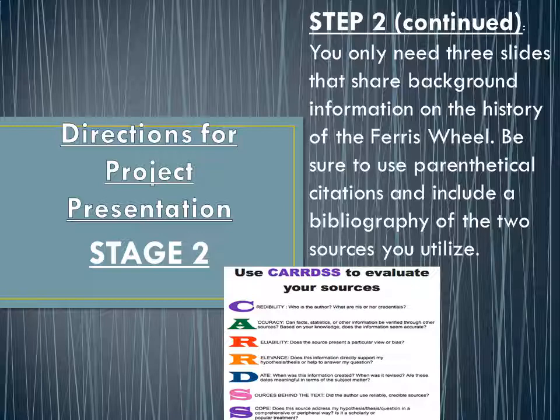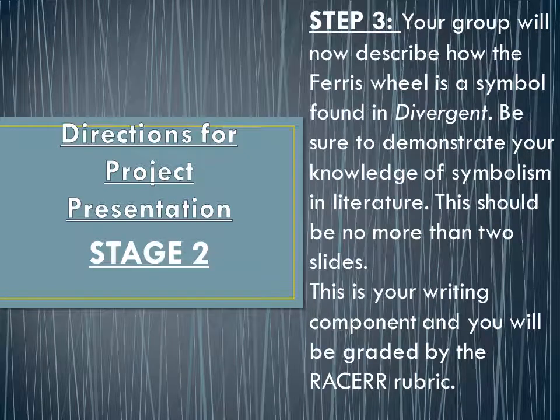of those 3 slides. The next step in this stage is the writing component, and now what we're going to do is we're going to specifically identify how the Ferris wheel is a symbol in Divergent. Be sure to demonstrate your knowledge of symbolism in literature, okay? It doesn't have to be more than 2 slides, but remember your writing will be graded according to the RACER rubric, so you want to make sure that you include specific text evidence to support your analysis.